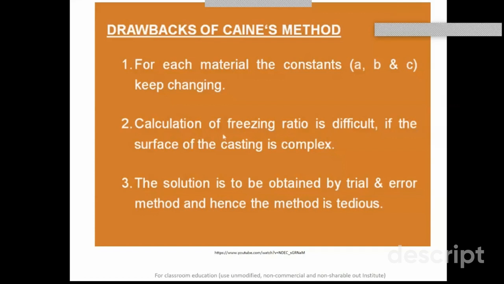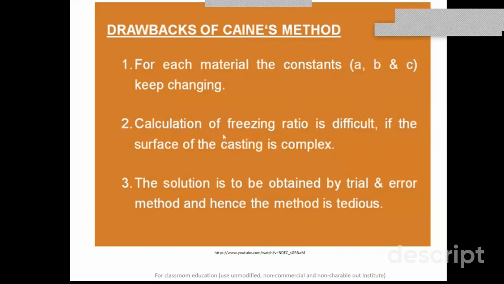And later on they modified their graph, or you can say their expression of freezing ratio, in terms of a material constant and that volume ratio, and then the same method can be utilized in order to obtain the volume ratio of different materials. And after that, now I'm discussing the drawbacks of this Caine's method.